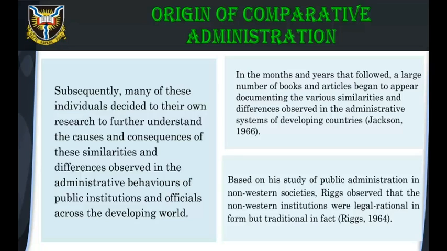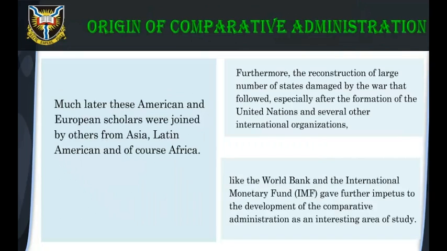Based on his study of public administration in non-Western societies, Riggs observed that the non-Western institutions were legal, rational in form but traditional in fact (Riggs, 1964). Much later, these American and European scholars were joined by others from Asia, Latin America, and, of course, Africa.